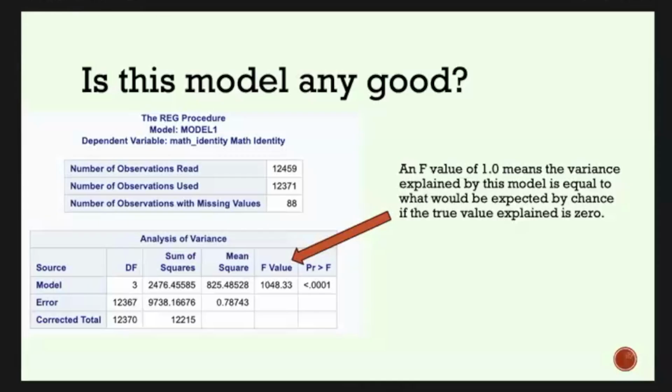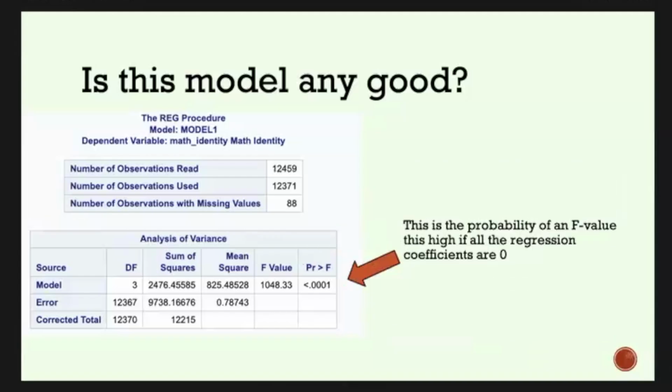So anyway, an F value of 1 means this is exactly what you would expect by chance. As you can see, we have an F value of over 1,000, which is a lot more than 1. And not surprisingly, the probability of an F value this high, if all the regression coefficients are in fact 0, is very low, 0.0001. In fact, it's a lot less than 0.05, and it's also a lot less than 0.0001, but this is the lowest p-value that SAS shows. You can say you would reject the null hypothesis that none of these regression coefficients are significantly different from 0.